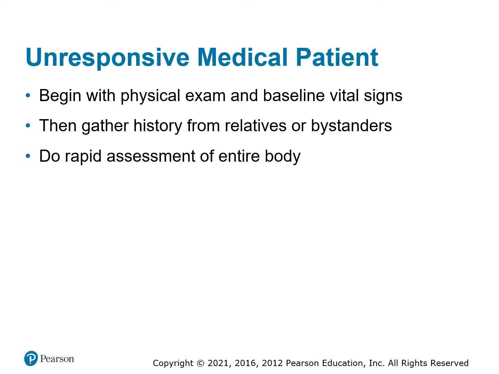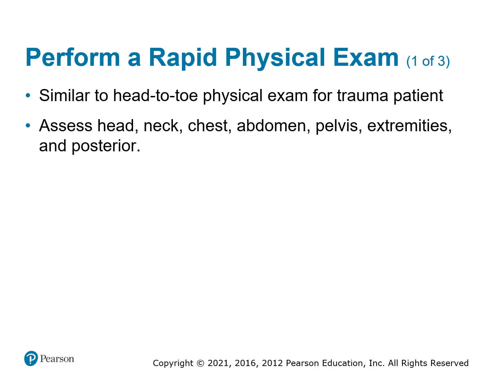Unresponsive patients, medical, trauma, ask questions of the bystanders, get your vital signs and a basic assessment, and a rapid entire body assessment. And so we're going to do head to toe, and we're going to talk about what we're going to include in those. The rapid trauma assessment for a medical patient is identical to what we do for a trauma patient. Because we don't know what's wrong, because they can't tell us, we're going to want to check every body part to make sure that we don't have any life-threatening things that we can fix somewhere on their body. So it's head, neck, chest, abdomen, pelvis, extremities, and posterior.